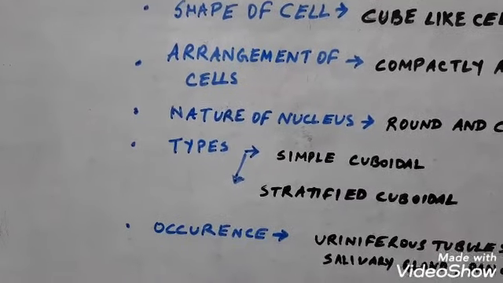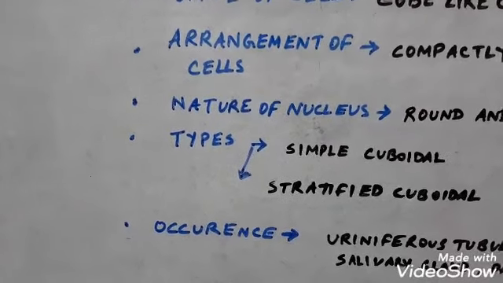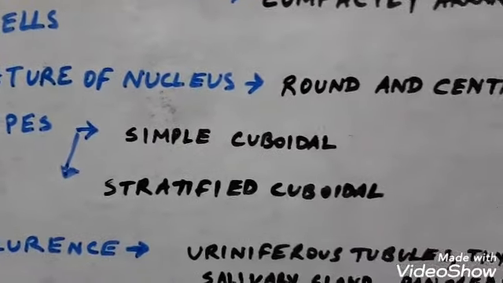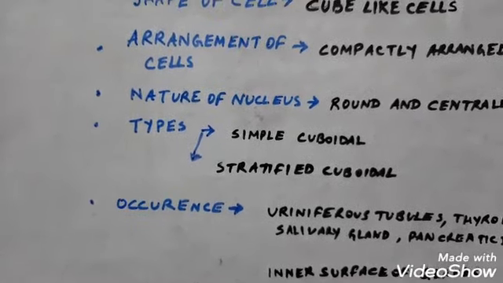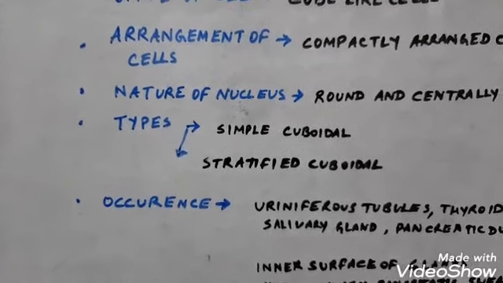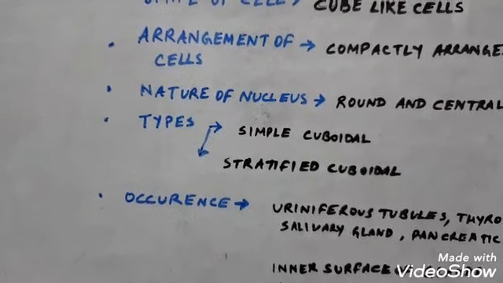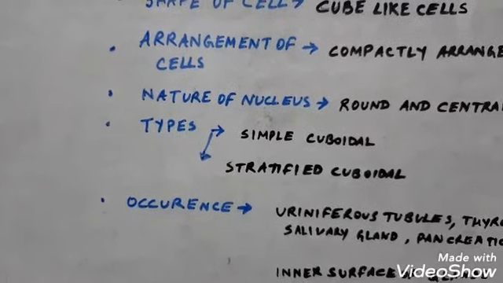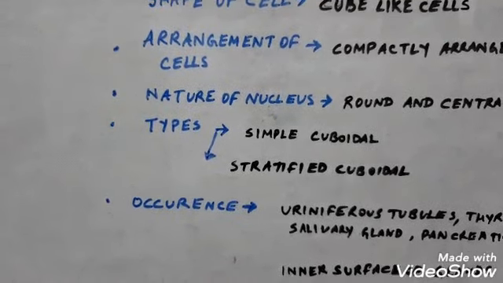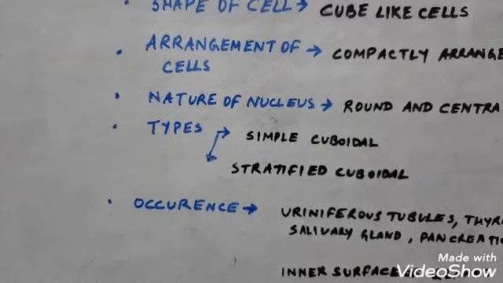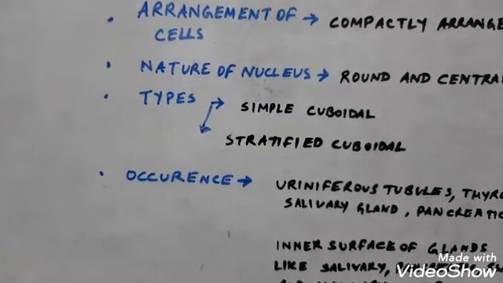Now the types of cuboidal epithelium. Cuboidal epithelium is again divided into two types: simple cuboidal epithelium and stratified cuboidal epithelium. I have already discussed what is simple and what is stratified. You know well, a simple epithelium is made up of a single layer of cells. So the simple cuboidal epithelium is made up of a single layer of cuboidal cells, while the stratified cuboidal is made up of many layers, or more than one layer, of cuboidal epithelial cells.